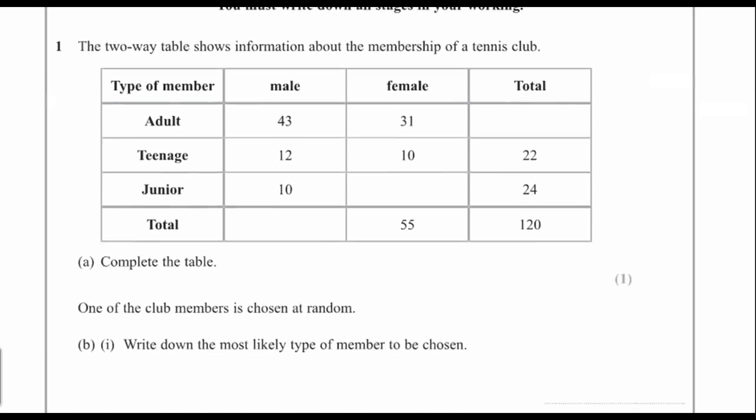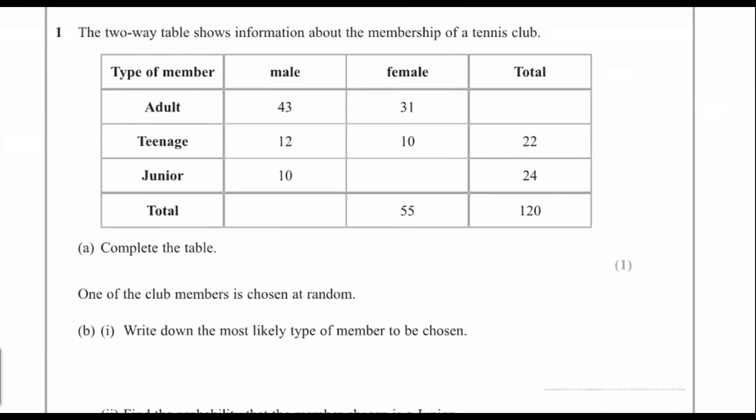Question 1. The two-way table shows information about the membership of a tennis club. We've got categories of a member as in adult, teenager or junior, and male or female. So if you are here, for example, that means you're female and a teenager, and the number shows you how many of those type of people we've got. In this case, we've got 10. Now the totals are speaking for themselves.